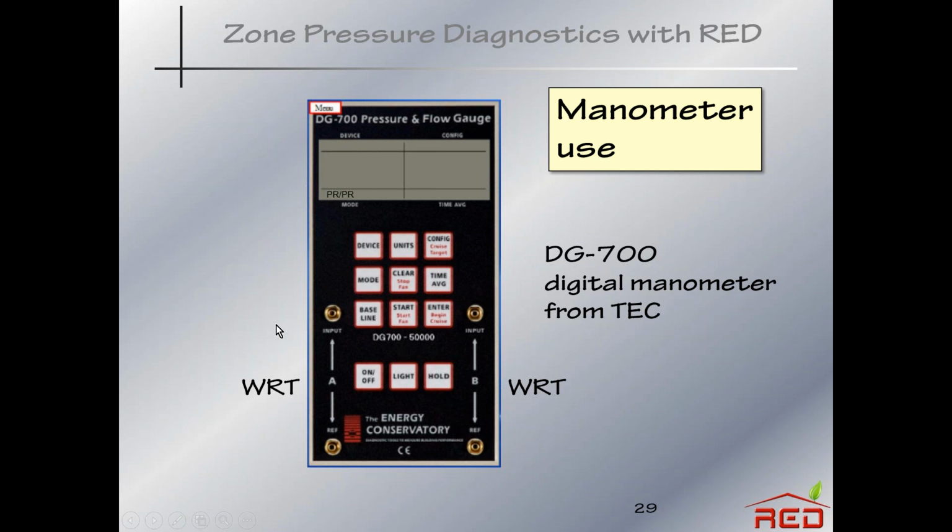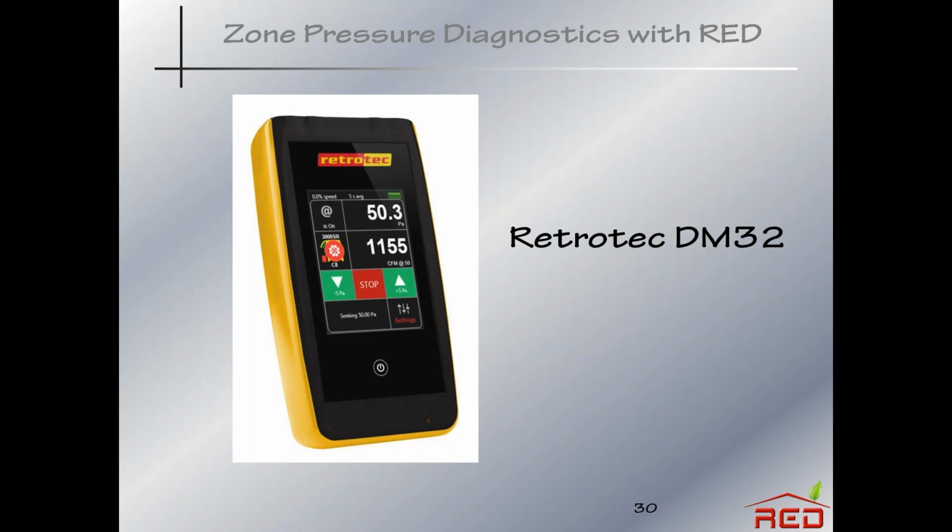When I learned about zone pressure diagnostics, the most difficult thing for me to learn was how to hook the hoses up and where to put them. And for me, it's really important to have "with reference to." You notice how I've written that here. So whatever you hook up to this pressure tap is with reference to wherever this pressure tap is. And we'll look at that in an example coming up. This is the Retrotec DM32, a really nice digital manometer, a little bit different than the Energy Conservatory one, but it does all the same things.